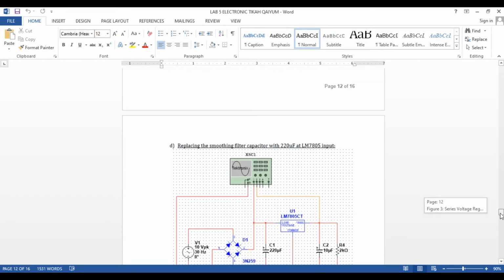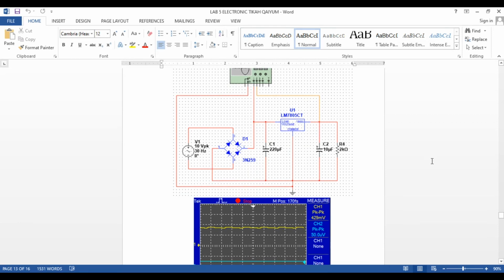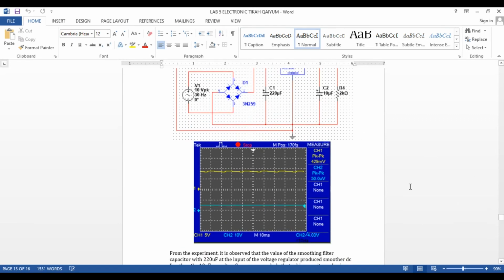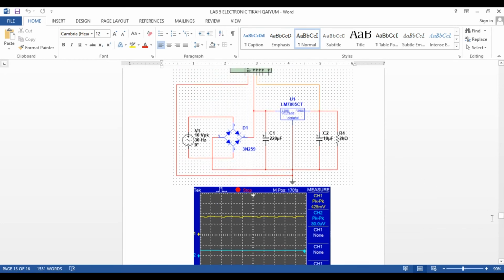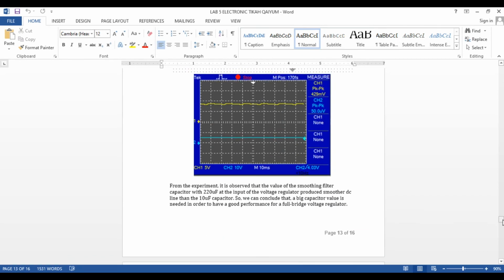So next we are replacing the smoothing filter capacitor with a bigger value, which is 220 microfarad, at the input of the voltage regulator here. Then we could see that the output of the voltage regulator here will produce a really smooth straight DC line. So from here we can conclude that a bigger capacitor value is needed in order to have a good performance for a full bridge voltage regulator.